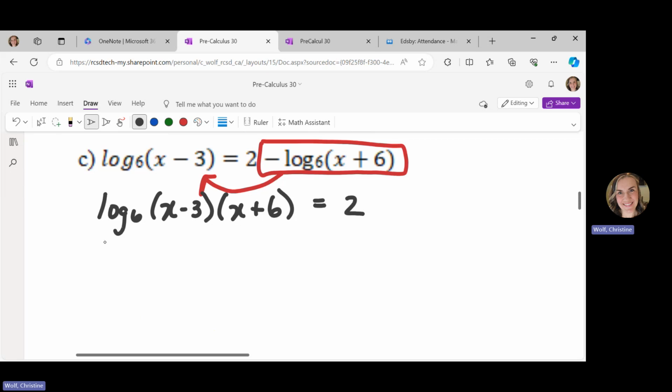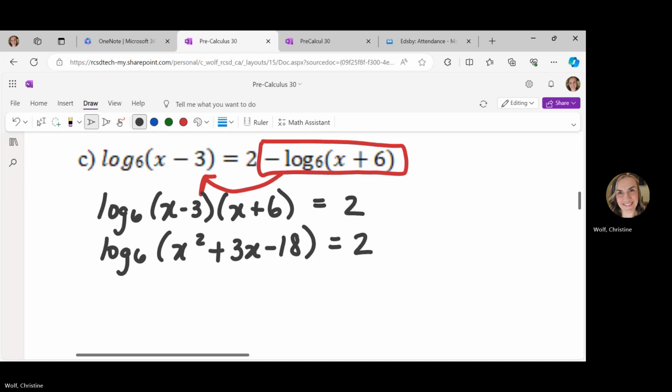Okay, so now in order to solve for x, I need these brackets gone. I need to work this out. So you're going to FOIL that out. When you FOIL this out and simplify it, you should get x squared plus 3x minus 18 equals 2. So I just did first, outside, inside, last, and simplified the middle terms.